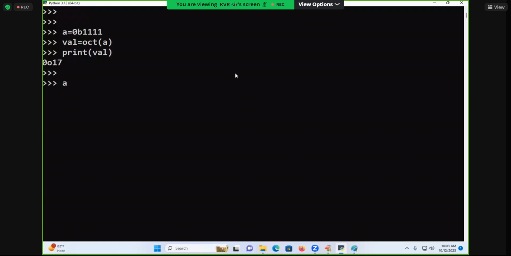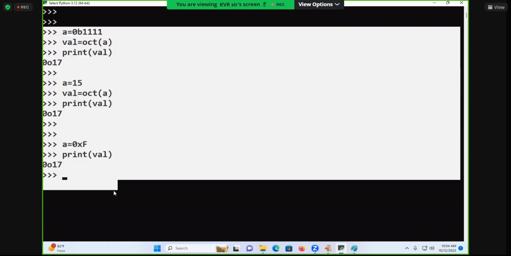Good. Next, A is equal to 15. Sorry, just 15 I am writing. What is this data? Decimal. Converted into what type? Octal. Also the same value or not? Yes. A is equal to 0x, F I am writing it. Print of this value. Is it printed or not?